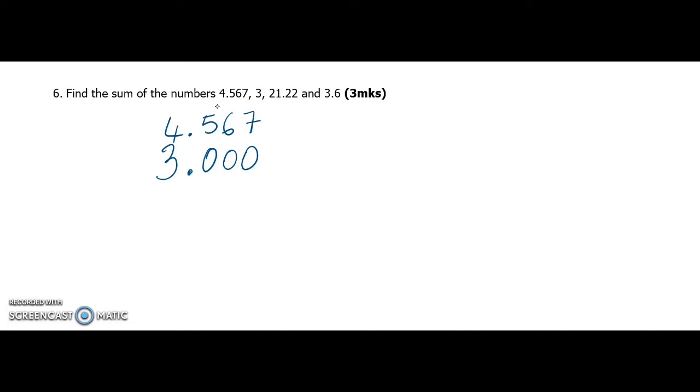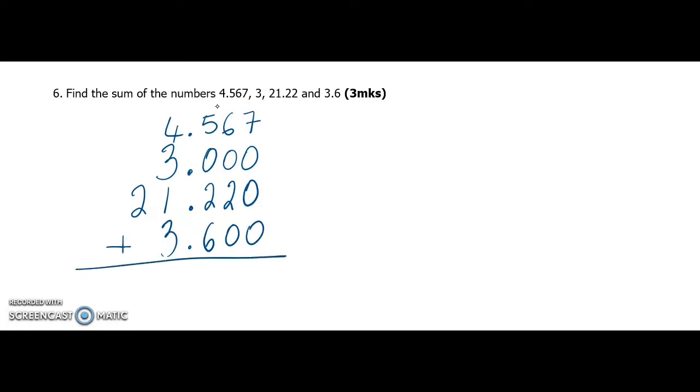The next number is 21.22. So 2 in the tens place, 1 in the ones place. Then we have 2. Add a 0 for space holder. The next number is 3.6. I'm going to just go ahead and write it out. And they all remain in their place value. Very important. Once you have done this, you have gotten 1 mark so far. So we're just going to go up and add. You're going to double check, make sure that you're adding properly.